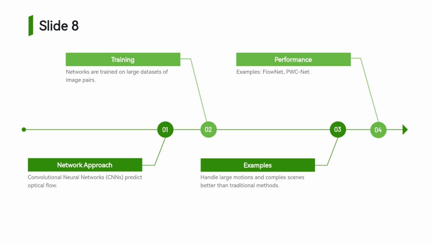For example, FlowNet and PWCNet are two popular neural network-based models for optical flow estimation. FlowNet uses a fully convolutional network to predict flow, while PWCNet introduces pyramid networks and cost-volume techniques to improve performance for large motions and better efficiency. Deep learning-based methods are especially advantageous in complex and real-time applications, such as autonomous driving and action recognition.